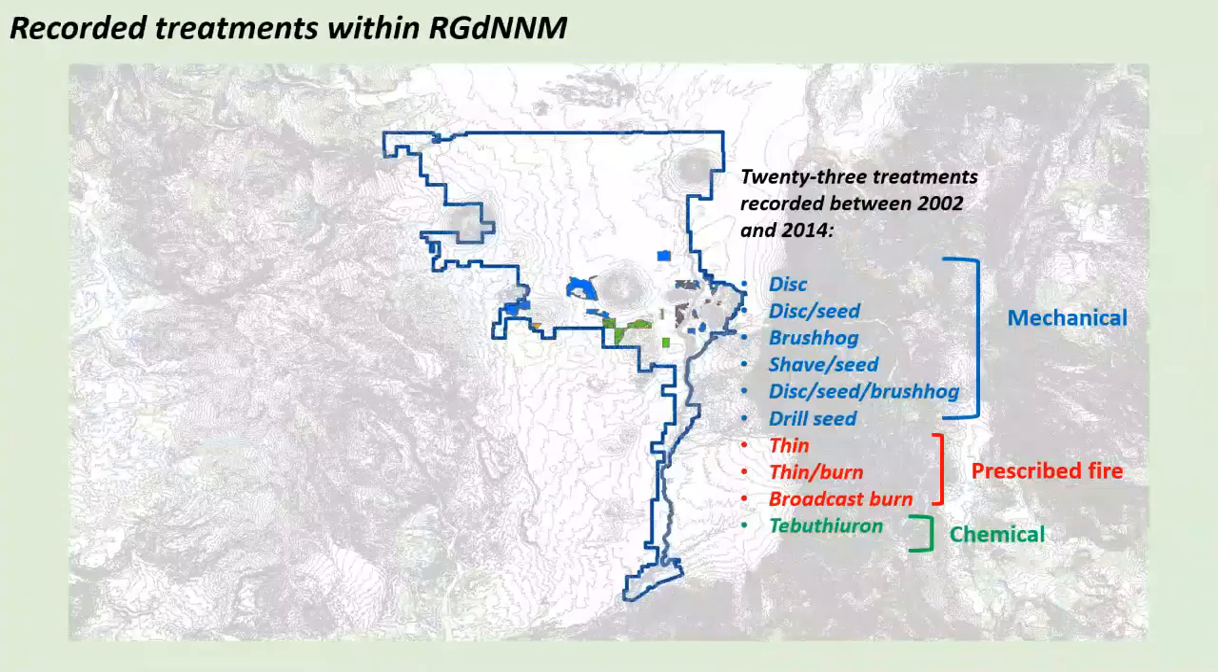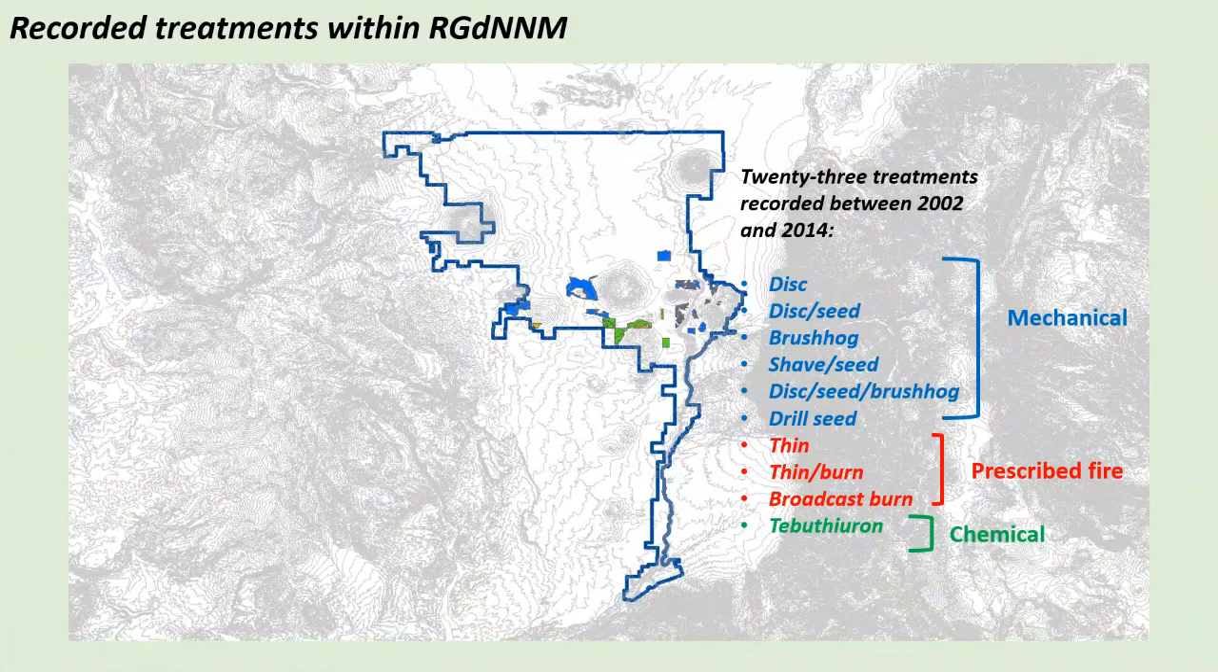And there are 23 known treatments recorded since 2002 in the monument. So these treatments were to remove woody plant growth and increase herbaceous cover, targeting either trees or shrubs. And there's visual evidence of earlier additional treatments that we don't have records for. So all of these facets of the monument that I've just introduced, the landforms, the soil, the vegetation, land use and management history, all play a part in developing ecological site descriptions.